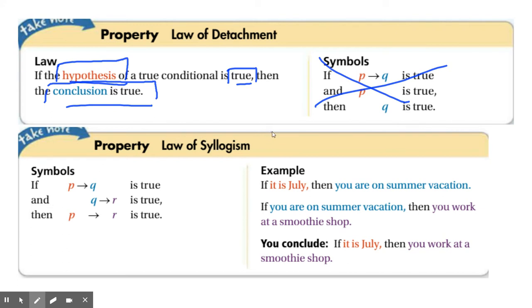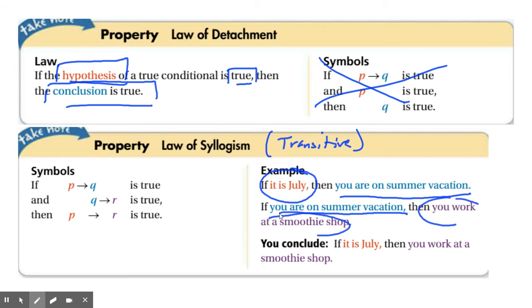The law of syllogism. I'm going to write in parentheses what's called the transitive property. We're going to talk about this in section 2.5 as well, but it's this idea that if you have two conditionals, so let's come over here. If it is July, then you're on summer vacation. Again, this is not a math conditional, but it's still conditional. And then the next sentence: if you're on summer vacation, then you work at a smoothie shop. Notice how these two statements share a conclusion and a hypothesis. It's the exact same one. Well, then what we can do is link the hypothesis of the first one to the conclusion of the second one, and that's where you get this conclusion right here.